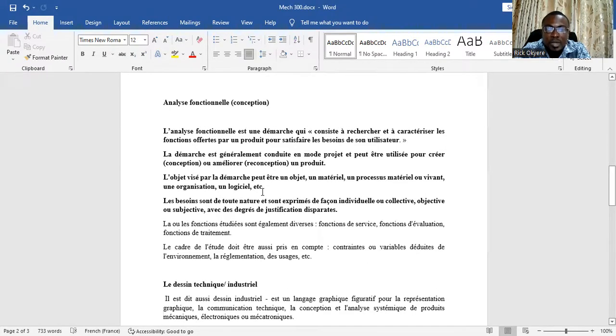So the objective of the analyse fonctionnelle could either be to enhance the object, the material, or to even enhance an organization or a software.